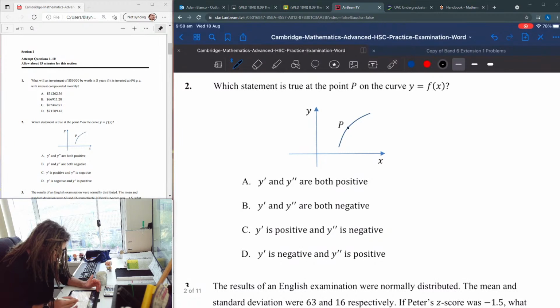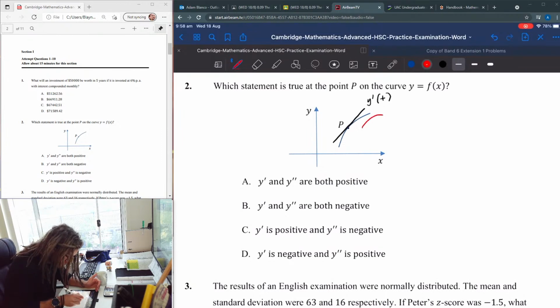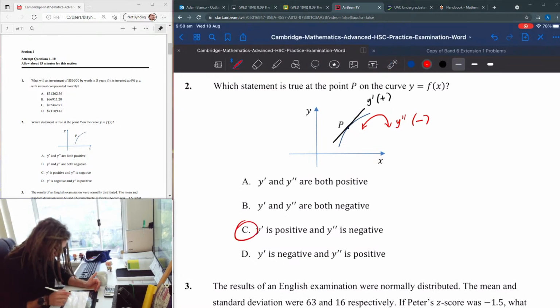Which statement is true about the point? Okay, so it's talking about the first and second derivatives. Looking at this, I'm going to draw a tangent on there. It's got a positive gradient, so that means the first derivative, I hate that notation, but whatever, has got to be positive. And looking at this, it's concave down, which tells me the second derivative is negative. So it's this one.